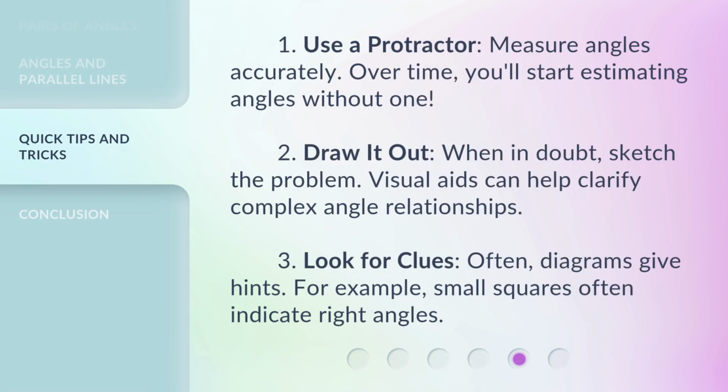1. Use a protractor. Measure angles accurately. Over time, you'll start estimating angles without one. 2. Draw it out. When in doubt, sketch the problem. Visual aids can help clarify complex angle relationships. 3. Look for clues. Often, diagrams give hints. For example, small squares often indicate right angles.